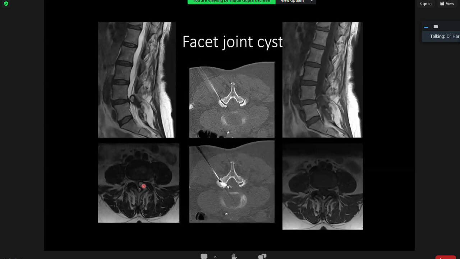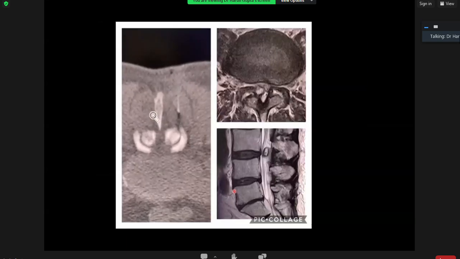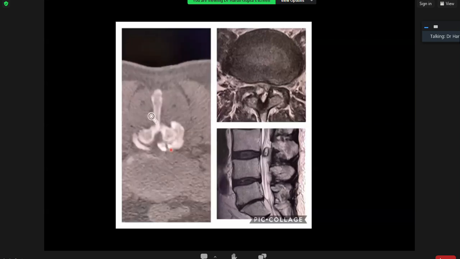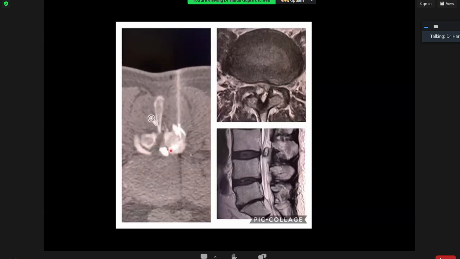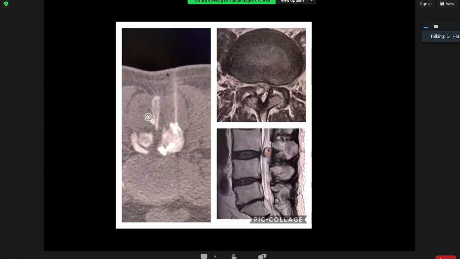And these can be treated by doing injections. As in this case, there has been a steroid injection performed into the facet joint. And this is another example where a facet joint injection has been done. So there is a facet joint cyst which has been injected with steroid. And that's the facet joint cyst here.